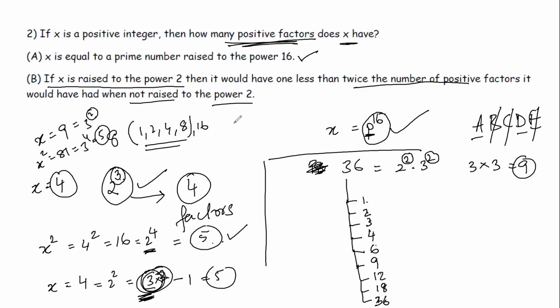But if you take some other number, like let's say 16, then it is 2 to the power 4, and in that case it would be 5 factors. And 16 squared is 256, which is 2 to the power 8. In that case it would have 9 factors. So the answer would change from 3 to 5. You know what I mean? So the second statement doesn't answer the question. Leave out D, A is the answer. Okay.